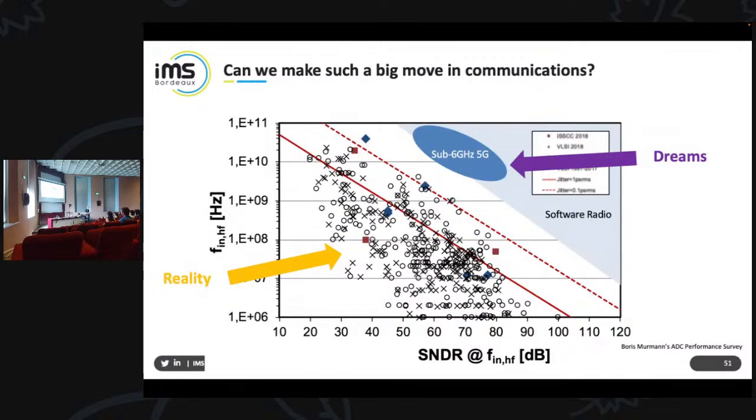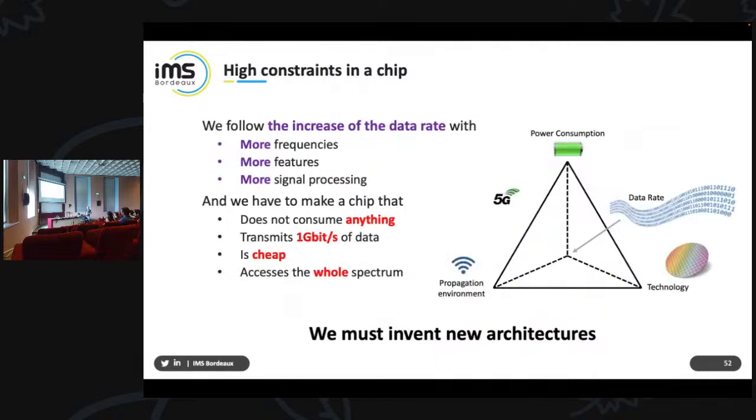Exactly the same picture Didier showed. It's from Boris Murmann. This is a very famous survey of performances of the conversion. There is the reality, all the circuits done and fabricated before, and this is our dream. See, we are quite far from the dreams. We push every year, but it's going to be more and more complicated to achieve that.